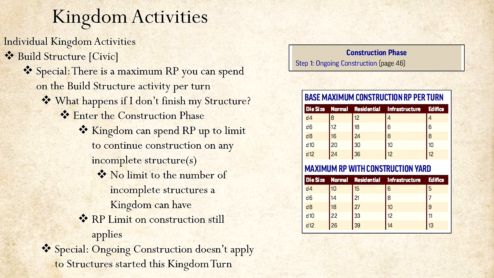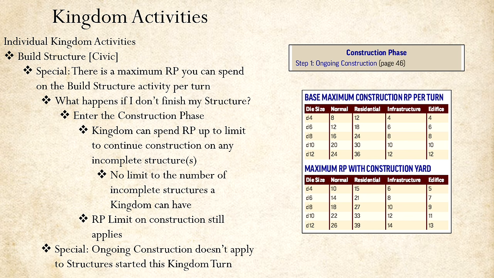So I enter the construction phase. I have an incomplete structure in settlement A. That structure, I can automatically spend resource points up to the limit of my construction RP per turn to continue building that structure. Why is this useful? I don't have to re-roll the check to continue building that. My construction check that I rolled previously to get the construction started still applies here. I can just keep throwing RP at this thing on the construction phases until it's done. That's an important thing to note.